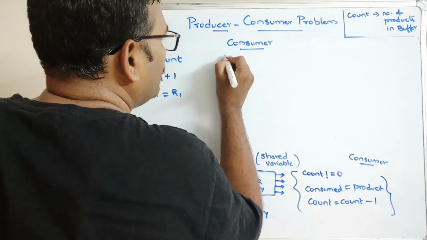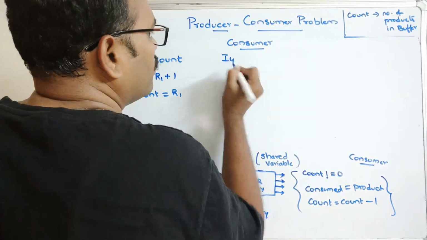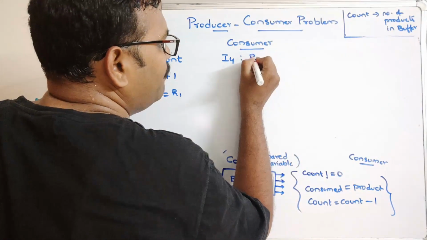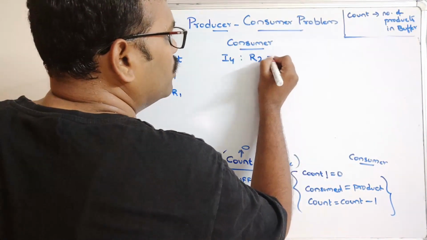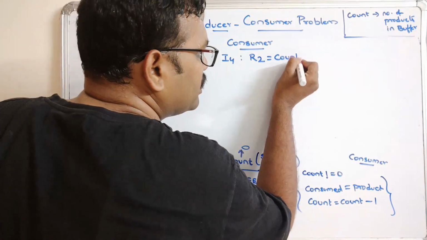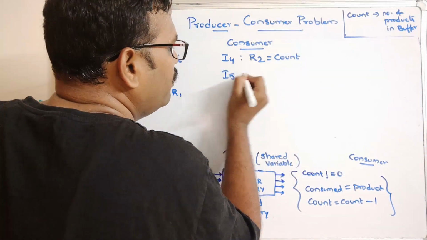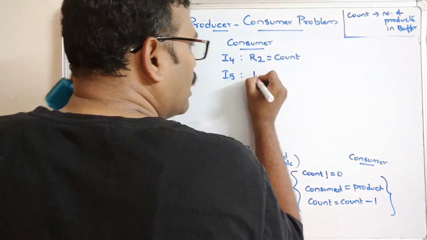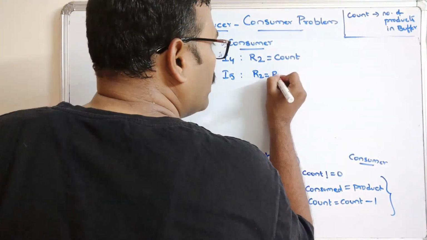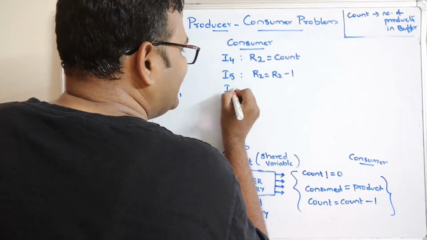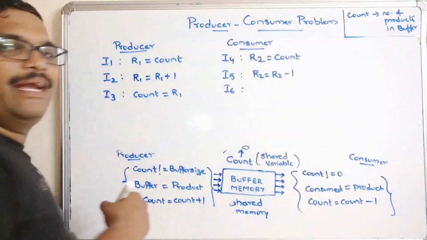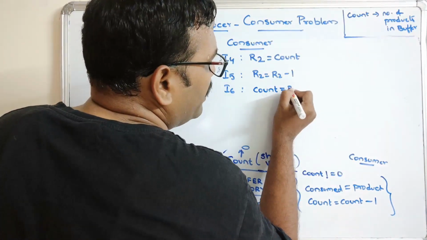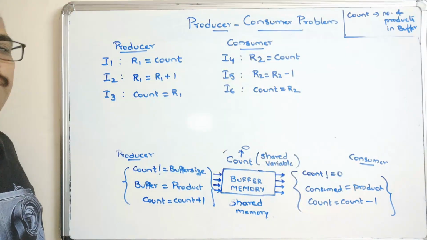Let us talk about the consumer. So let us take instruction 4. Here, the same memory, so register 2, the count will be initialized to register 2, and I5, whenever one product is consumed, the R2 must be decremented by 1, and I6 we have to update the count, right? So the count is now R2. After decrementing, count will be R2, right?